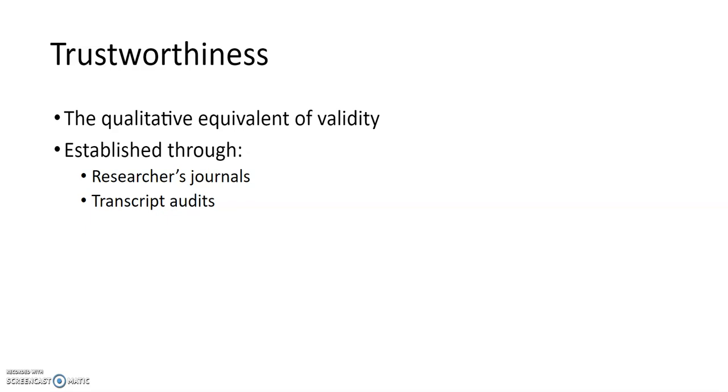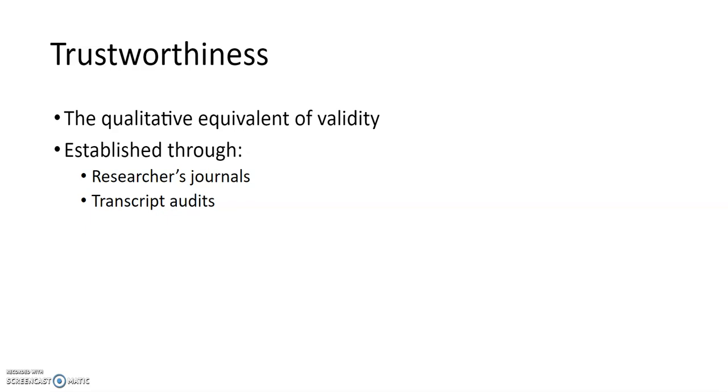So some of the ways we establish this idea of trustworthiness is we use a researcher's journal. This is where we might include our own reactions, maybe biases, preliminary ideas on themes, ways that what we're hearing fit theories that we're aware of. We also use transcript audits, and this can be in 2 ways. One is with an expert qualitative researcher, so somebody who's not affiliated with your study, but really knows the method. You'll have them come in and do an audit on your process.